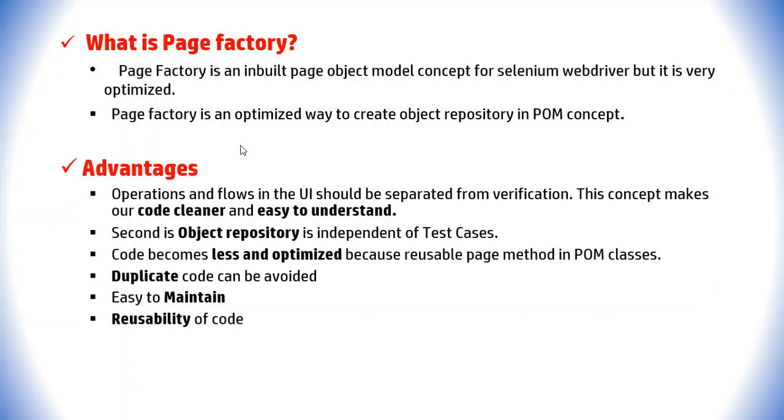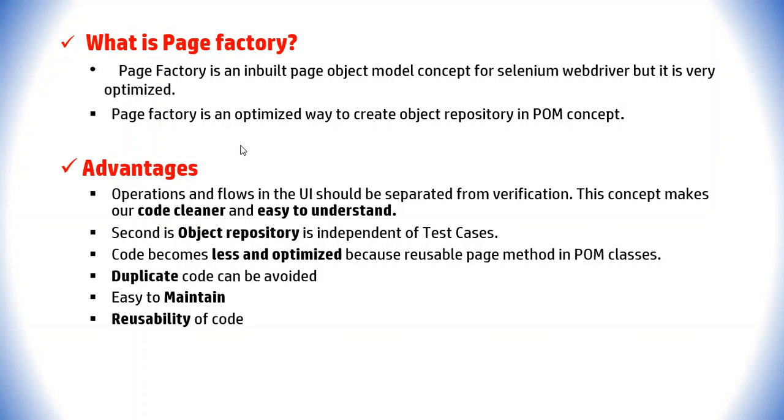So these are the advantages I have. First one is that operations and flows in the UI should be separated from verifications, so that our code will be cleaner and easy to understand. Second is object repositories independent of test cases, so that with fewer keystrokes you can create your test scripts. Third point we have is code becomes less and optimized because of reusable methods in the POM classes.